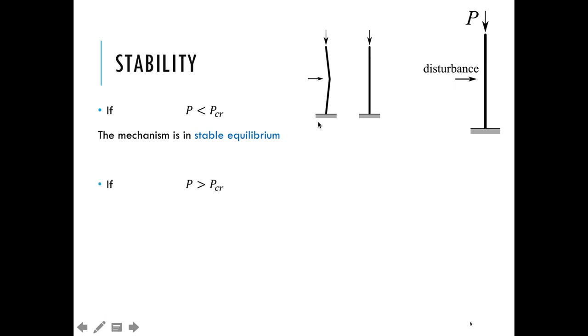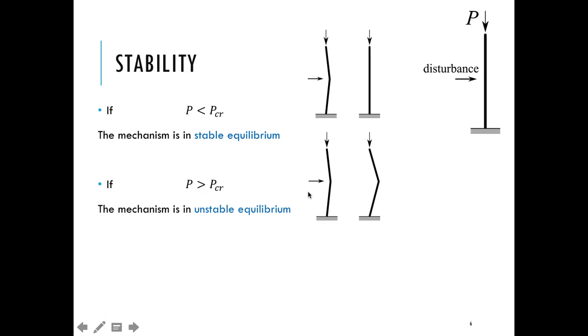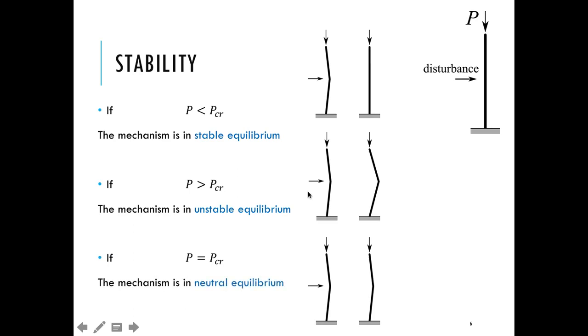Whereas if we have an applied load P which is larger than P critical, and we introduce our disturbance as before, this time the disturbing force is larger, such that our system carries on being displaced, so that it would look something like this. In this instance, our mechanism is in unstable equilibrium. Finally, there is also a situation when our applied load may be equal to the critical load of the system. In this case, even when we remove our disturbance, our system remains in that displaced position. This situation is known as neutral equilibrium.